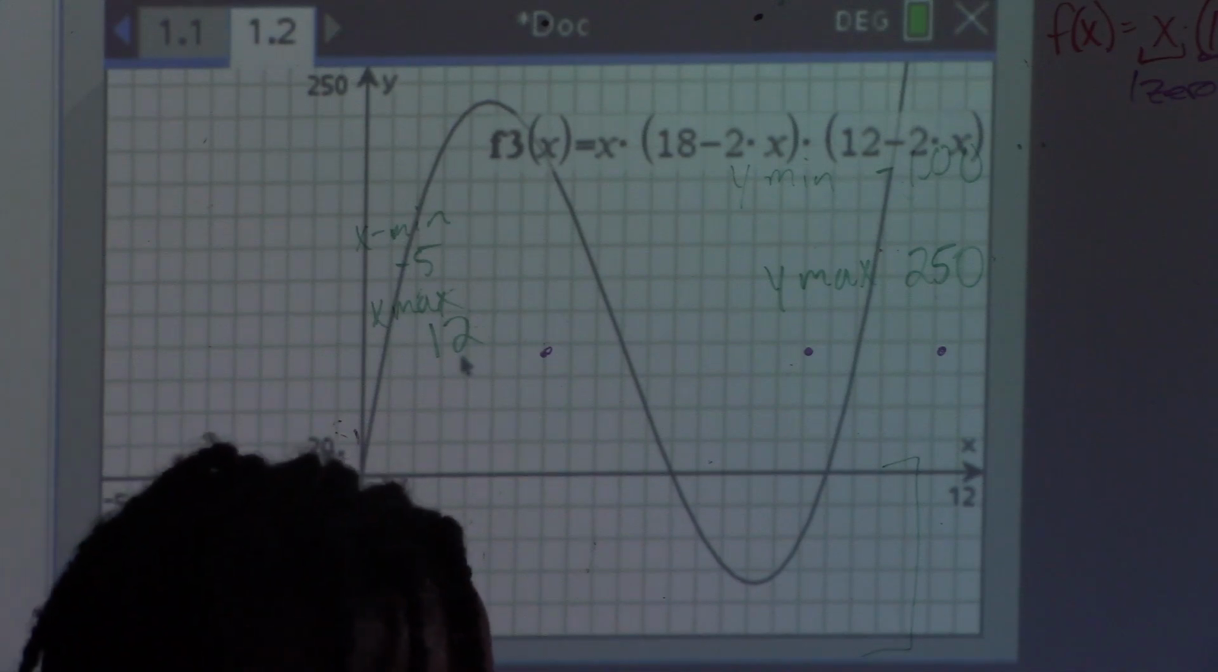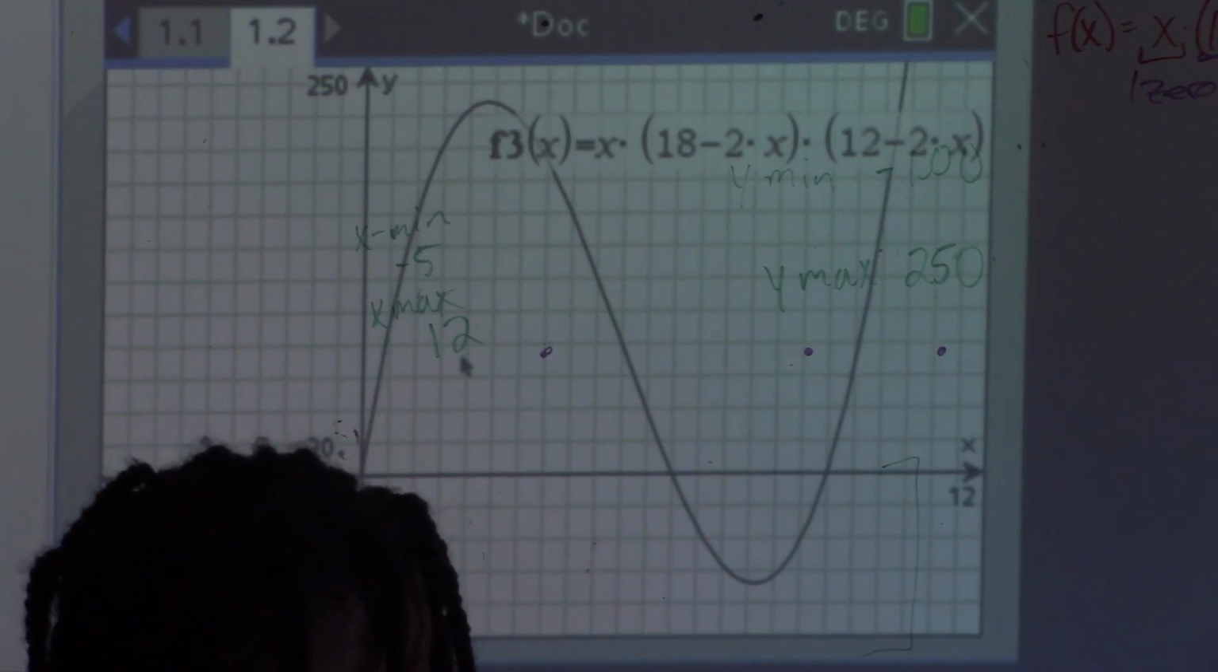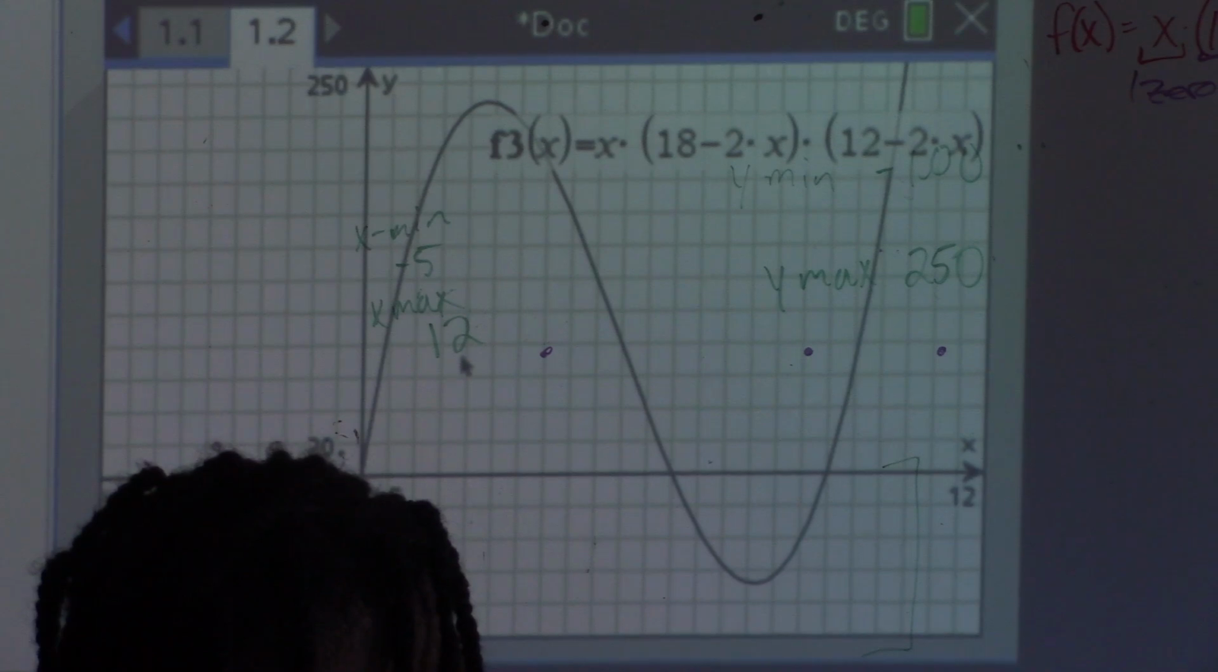Yes, sir. So remember, we said we didn't need all that lower bit of the y, so we made the y minimum negative 100. And then we made the y maximum 250.